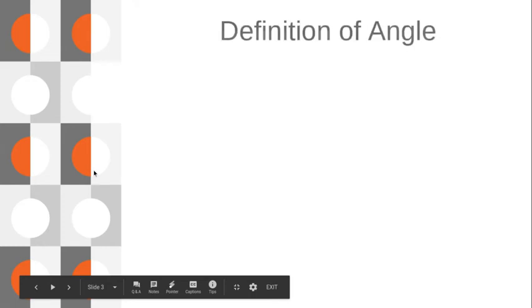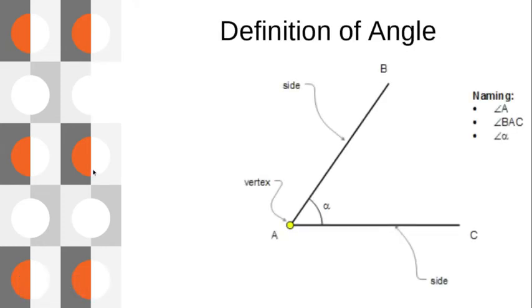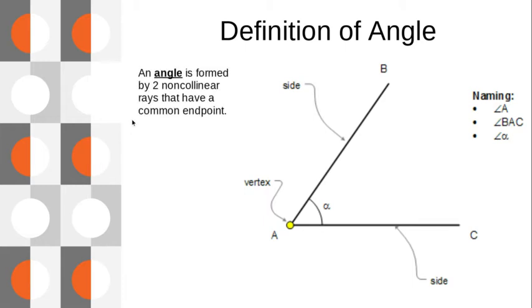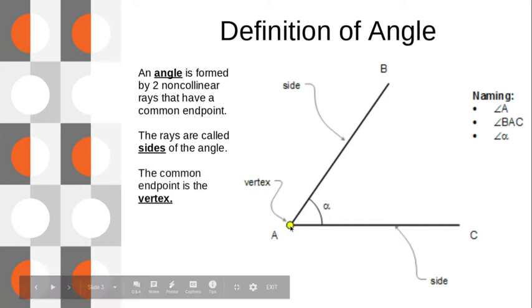Well, let's begin. First of all, let's define what an angle is. Looks like this. Remember, an angle is formed by two non-collinear rays that have a common endpoint. The rays are called the sides of the angle. As you can see here, ray AB and ray AC. Their common endpoint is the vertex.